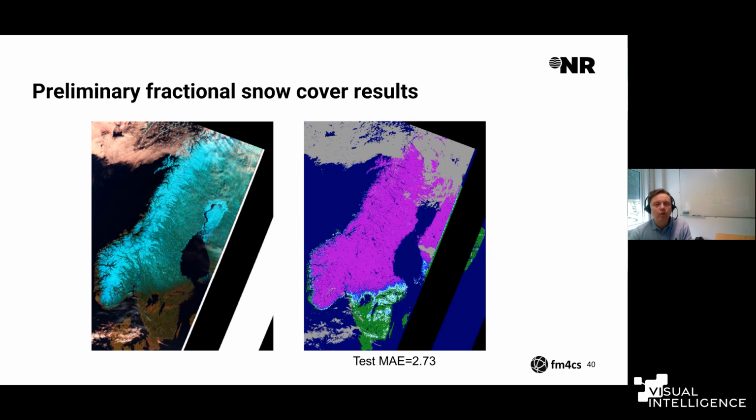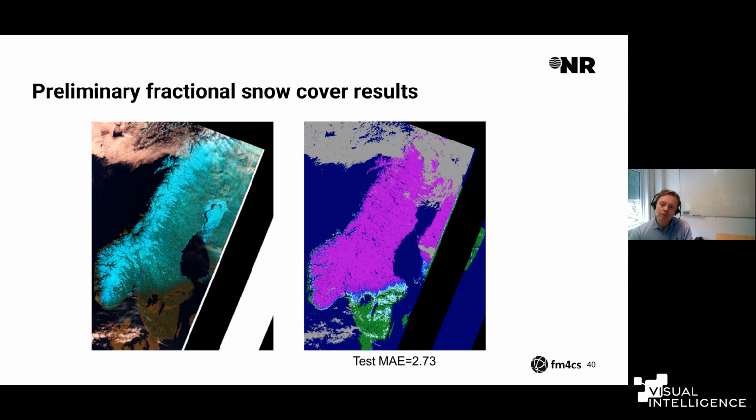Totally snow covered all over, except the southern part of Sweden. And the purple color is 100% snow cover. We were happy with this because we were able to actually predict the high snow coverage in the forested area, which can be challenging.